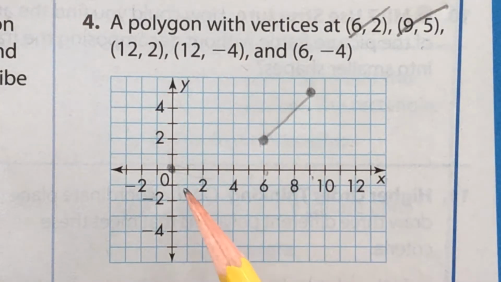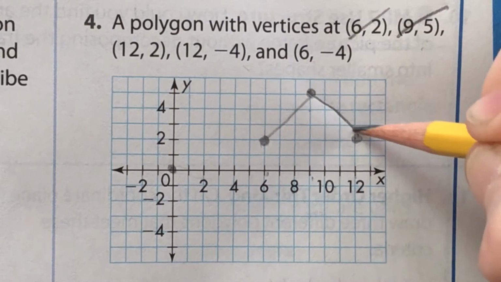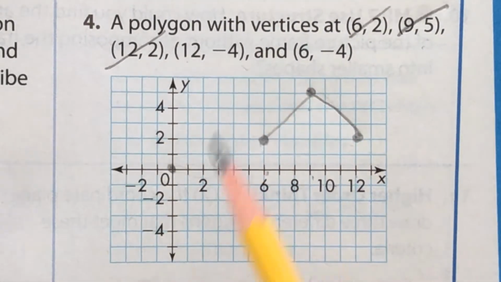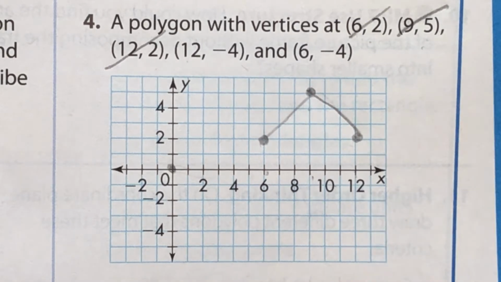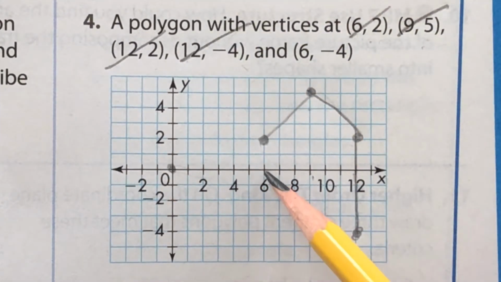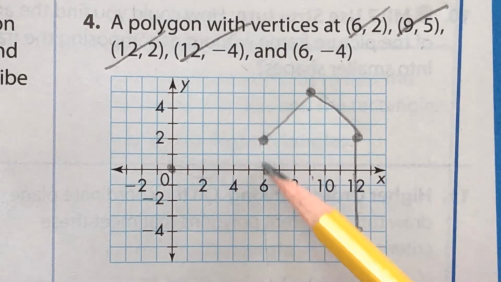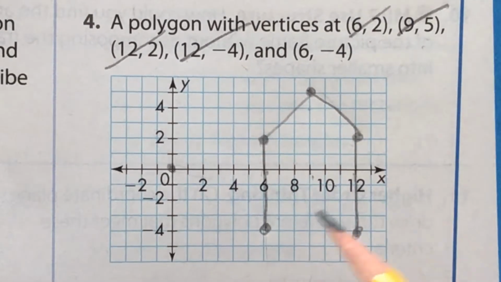(12, 2), over 12, up 2. Cross it off. Now (12, negative 4). So we go over 12, and then where do we go for negative 4? We go down 4. And then lastly, (6, negative 4), over 6, and again, we have negative 4, so do we go up or do we go down 4? Well, we go down 4. And this is the shape that we created.